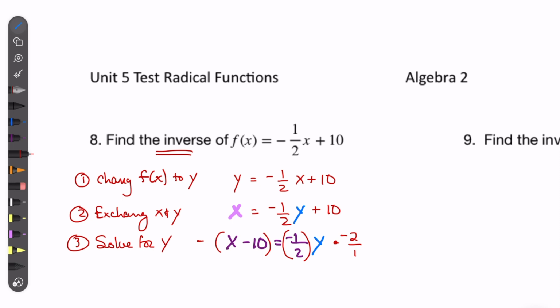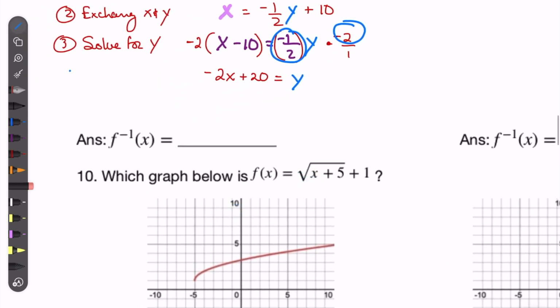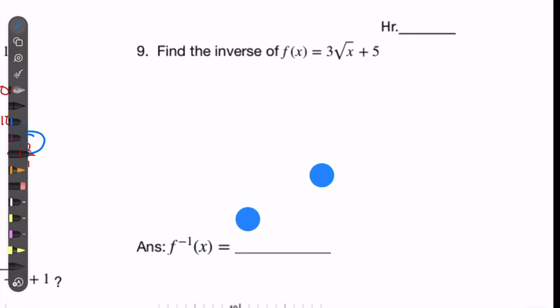But you can see negative 2 over 1 is just negative 2. So I get on the left side negative 2x plus 20. On the right side I just get y. 2 times 1/2 is 1, and the two negatives make a positive. Alright, so I'll finish this one up and write my answer here, negative 2x plus 20. I'll move on to number 9.